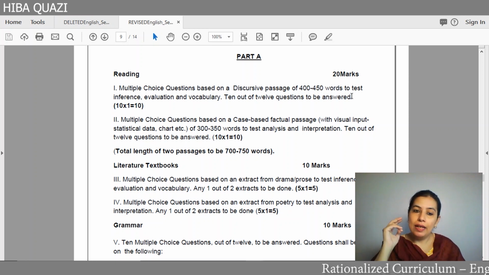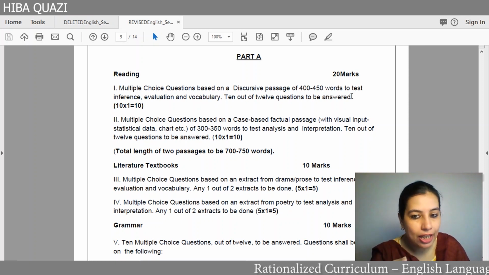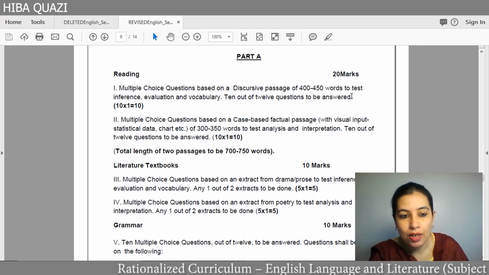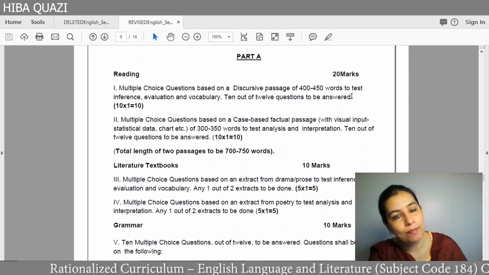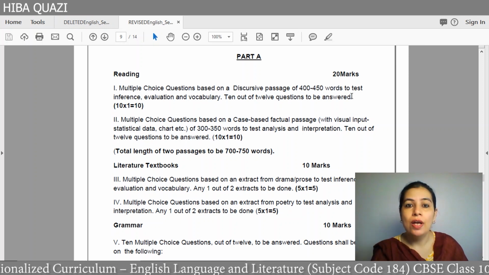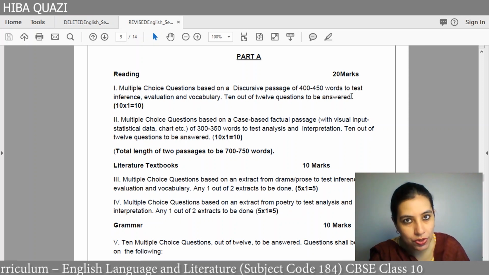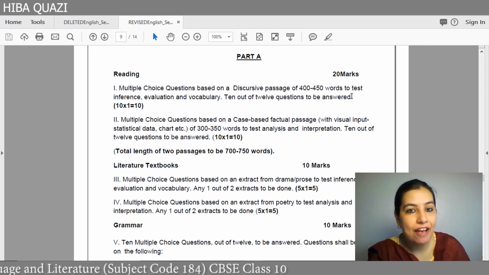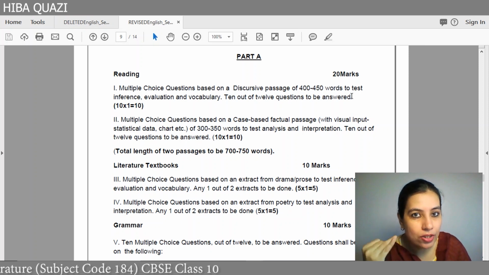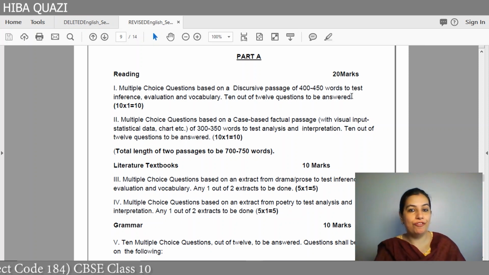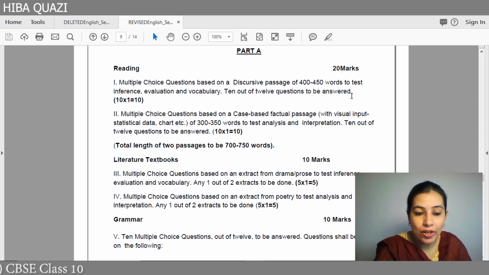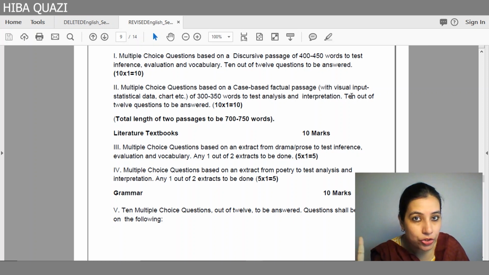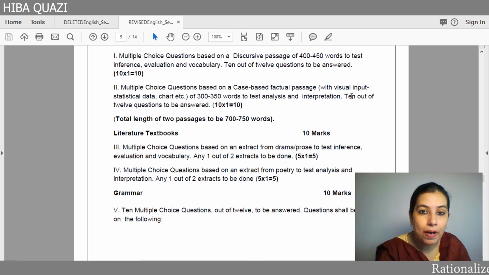So part A, question number 3 and 4 are extract based questions from literature. Weightage is 10 marks. Question number 3 for 5 marks. Question number 4 for 5 marks again. And both are extract based questions, both MCQ based questions. So please be careful. We have actually seen question number 1, 2, 3 and 4, and all 4 of them are MCQs. Moving on now, again under part A, we have not changed the part of the question paper yet. We are still on part A.